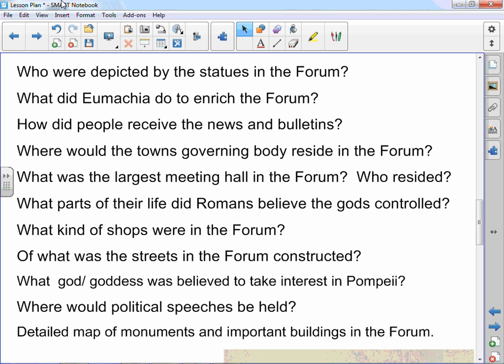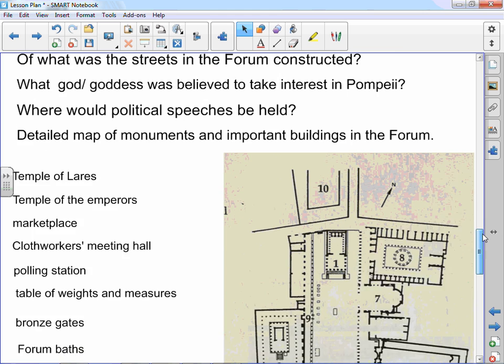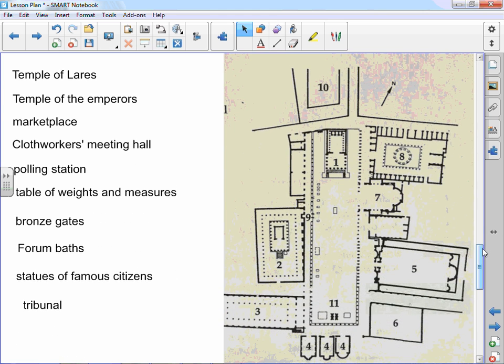Here we go. I've listed on the left the things that I want you to put on the right. So I want you to hit pause, and I want you to try to see if you can locate where these places are on the map. So hit pause and do your best.